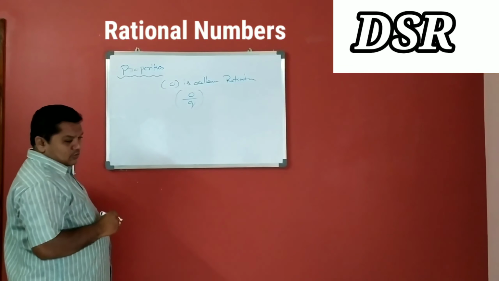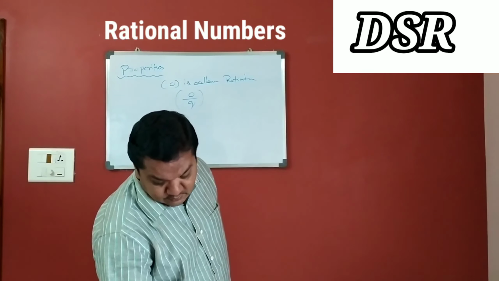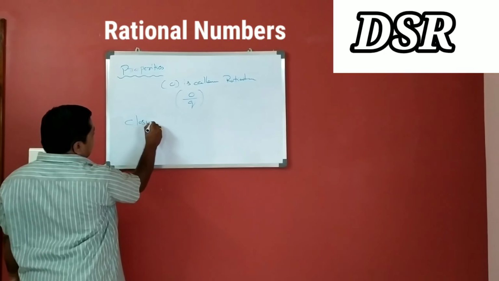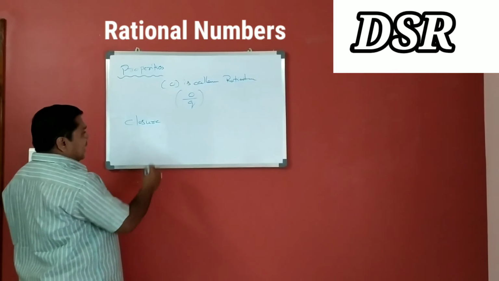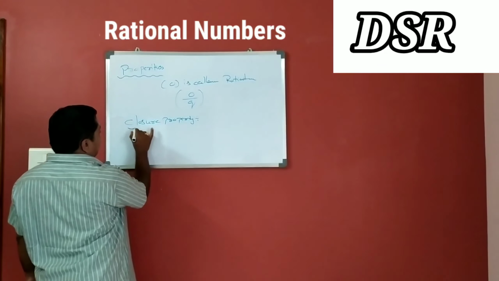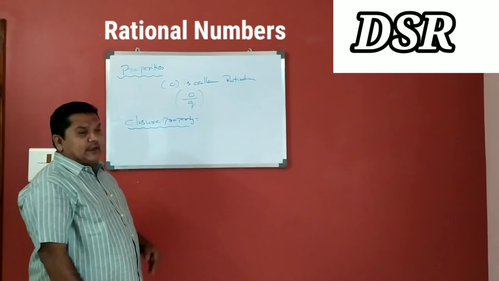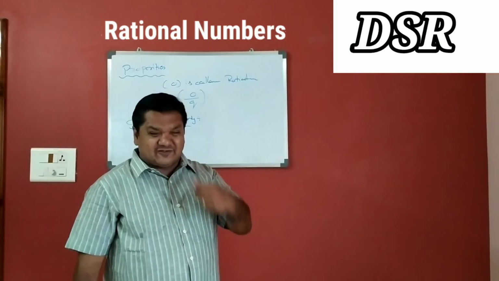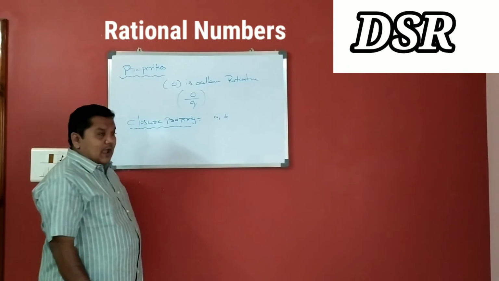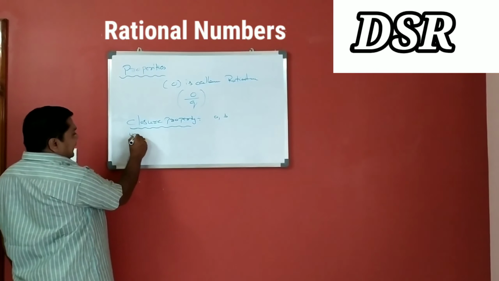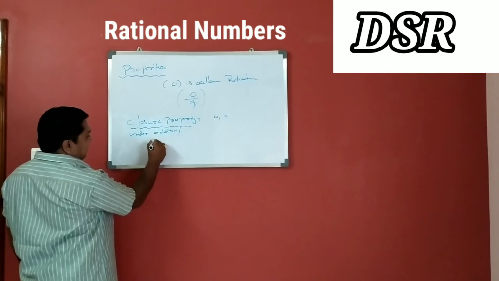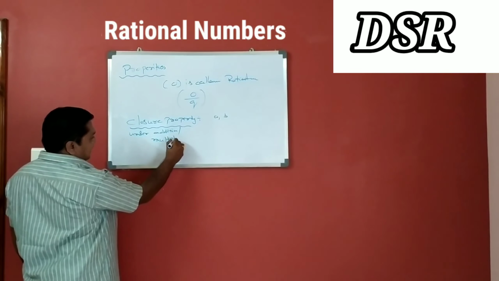Next we have to discuss the first property, the closure property, or closure law. In your lower classes we learned the closure law, otherwise called the closure property. What is the closure property? For example, let us take natural numbers. If you take any two natural numbers a and b, we first discuss the closure property under addition, and under multiplication also.